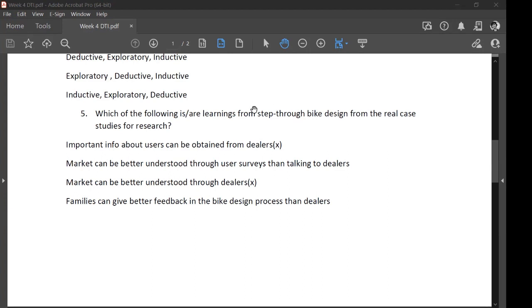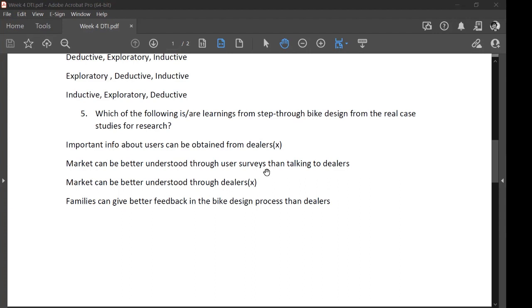So the second and the third option are not correct in this sense, because that's the point we're trying to make: user surveys can firstly tell you only so much. A lot depends on your sample size, and if you want information about hundreds of users, you need to go and do surveys of hundreds of users.